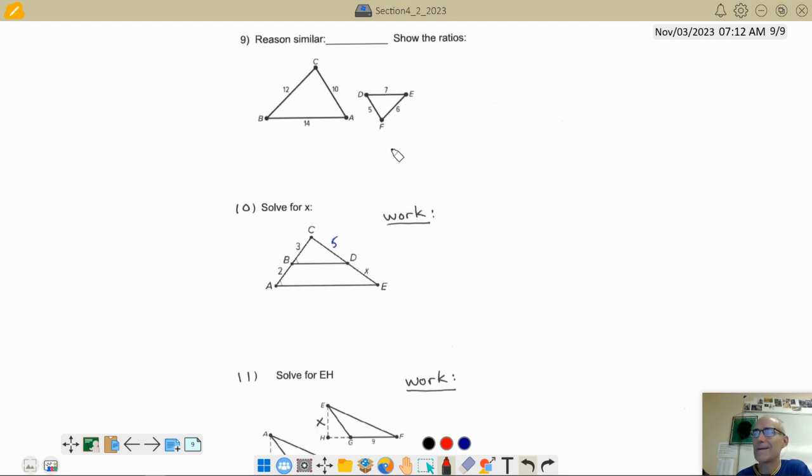This is a side-side-side situation. So I take the smallest side, match it up with the smallest side. So we got 10 to 5, that's 2. I'm going to take the medium side and match it up with the medium side. So 12 divided by 6 is 2. And I'm going to take the largest side and match it up with the largest side. So I've got 14 divided by 7, 2. So check mark, this is a side, side, side situation. I wanted you to show the ratios to get full credit.